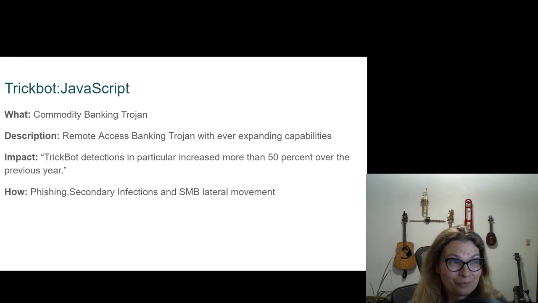How does it get there? Phishing, documents, secondary infections. IcedID likes to drop it. It has casual relationships with Emotet. SMB lateral movements. I've even seen it hide in recycle bins as it moved laterally, just so it wouldn't be detected.